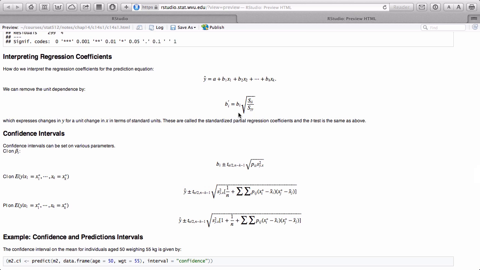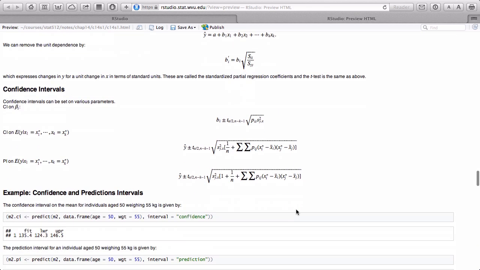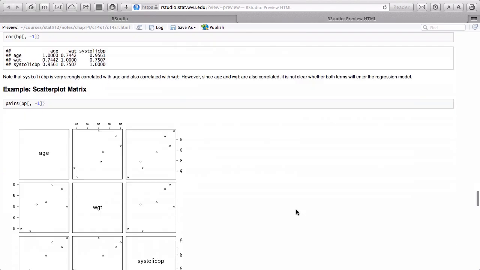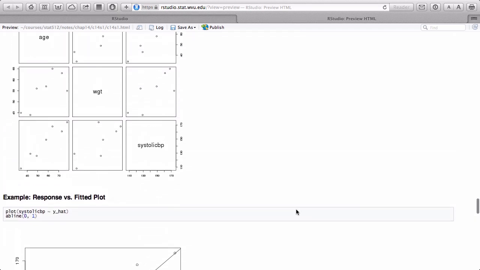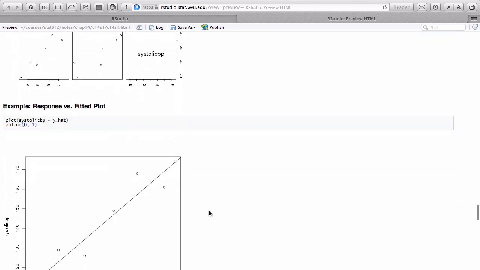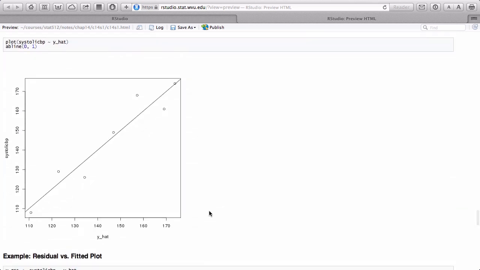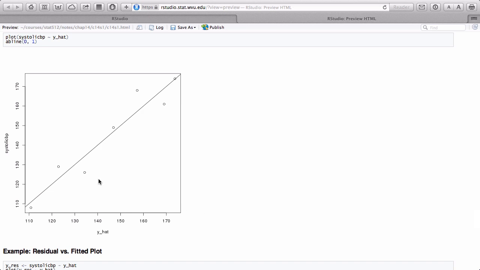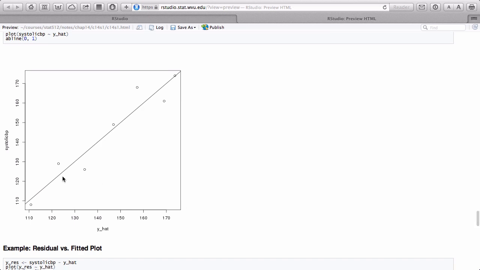These are called the standardized partial regression coefficients. And then I show you how to get confidence intervals and prediction intervals on predicted values. A lot of times it's a good idea to plot. This is y on age. And you can see why the linear relationship is much stronger with age than it is with weight. And in fact, we only need that in the model.